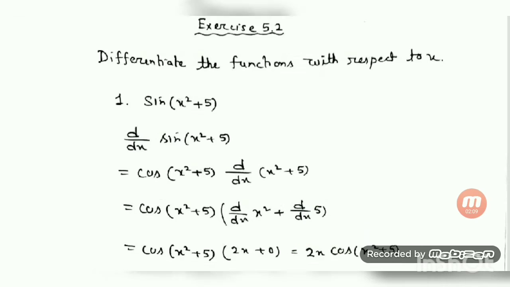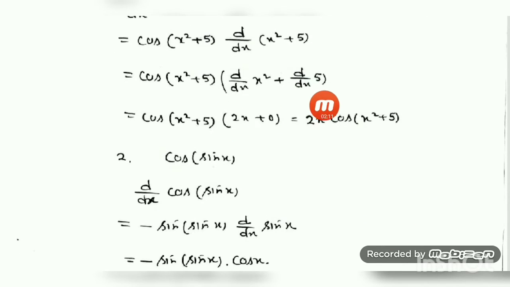Hope you understand it. Now I have to do the calculation. Cos of x square plus 5, keep it as it is. What is the derivative of x square? The x to the power n formula can be applied directly, so no need to think. d/dx of x to the power n is n x to the power n minus 1. So d/dx of x square is 2 into x to the power 2 minus 1, that is 1. Plus d/dx of a constant is what? 0. So twice x into cos of x square plus 5 is your answer.